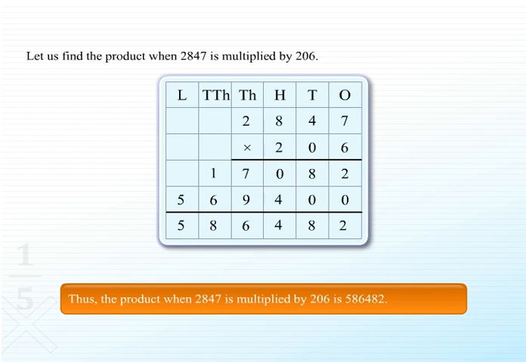Thus, the product when 2,847 is multiplied by 206 is 5,86,482.